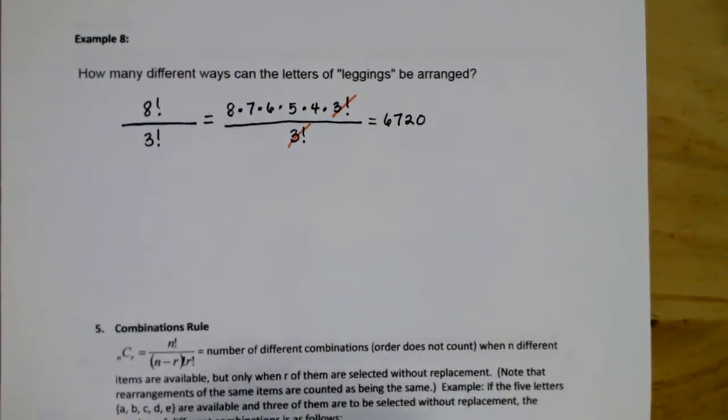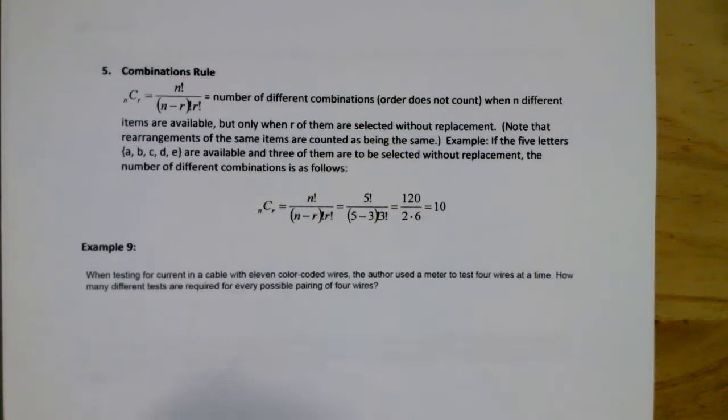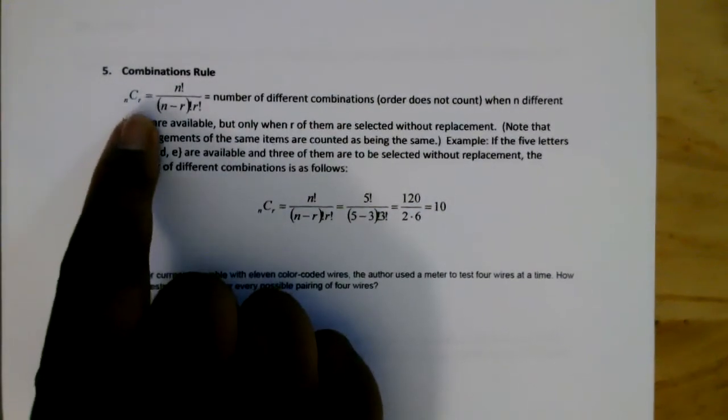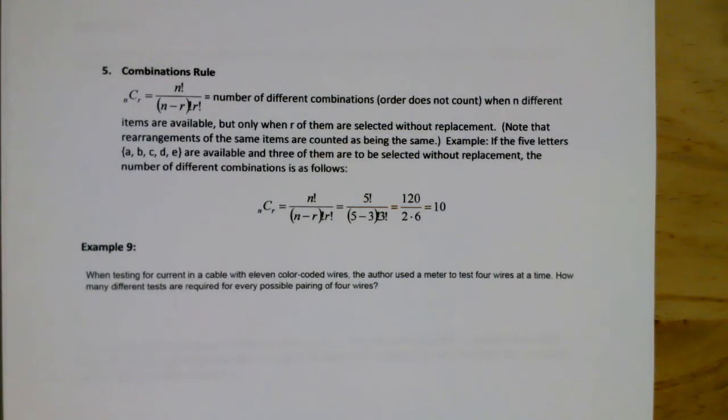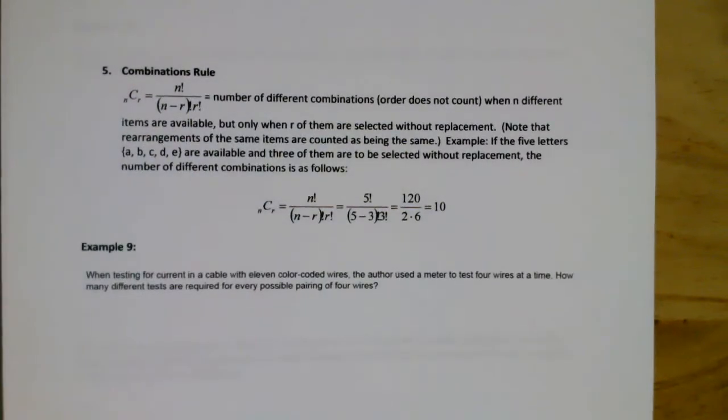All right, now for the 5th and final rule, we're going to be dealing with combinations. This time it's going to be nCr. And that's going to be equivalent to n factorial divided by the quantity n minus r factorial multiplied by r factorial. This represents a number of different combinations where the order does not matter when n different items are available, but only when r of them are selected without replacement. Okay, and note that rearrangements of the same items are counted as being the same.